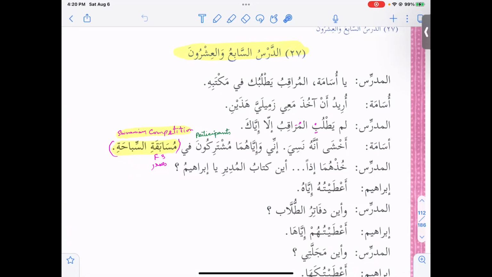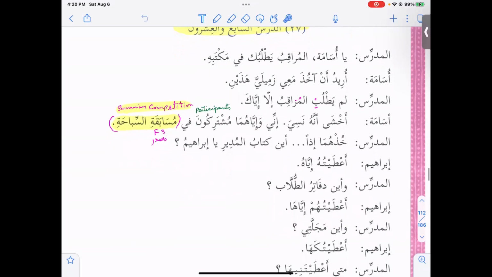Mushtarikuna, participants. Inni wa iyahuma. That's beautiful, beautiful. Iyahuma mushtarikuna fi musabakati sibahati. Khudhuma, is an, in that case, take them.